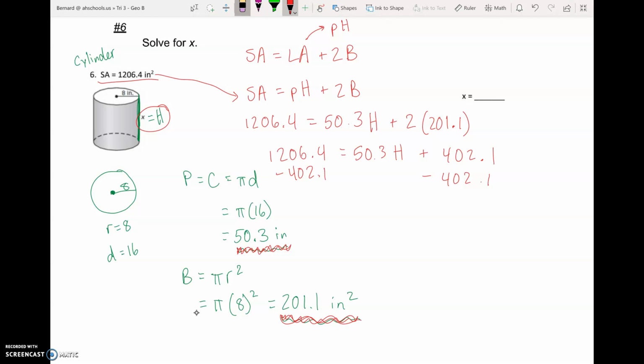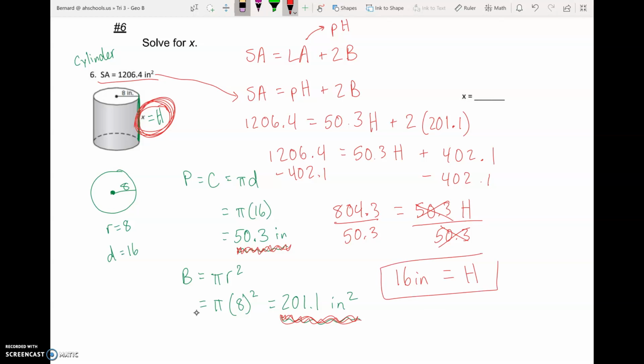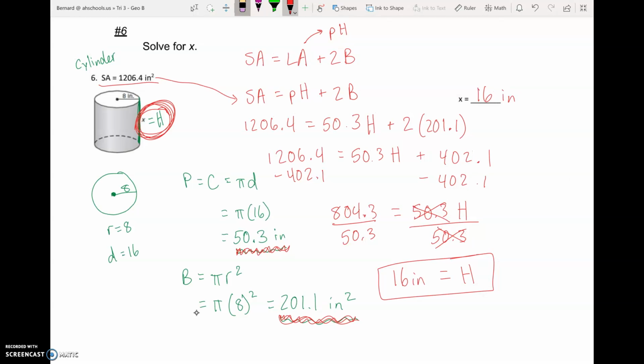And that's going to give us 804.3 equals 50.3 times h. And so if we want to find the h, which again is our x, we just divide both sides by 50.3. And that tells me that h equals 804.3 divided by 50.3. And it is almost exactly 16 inches for the height. So 16 inches is how big that x is.